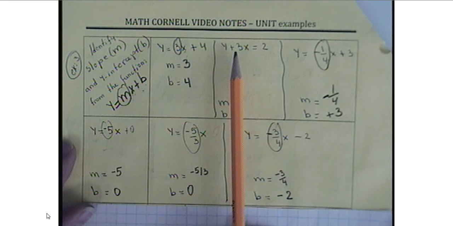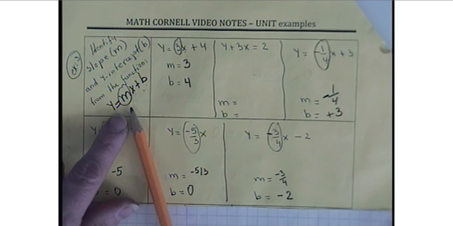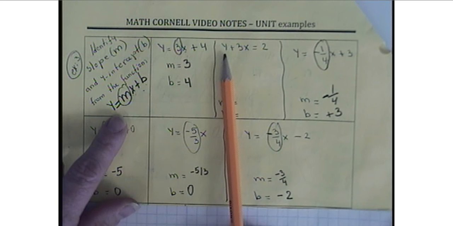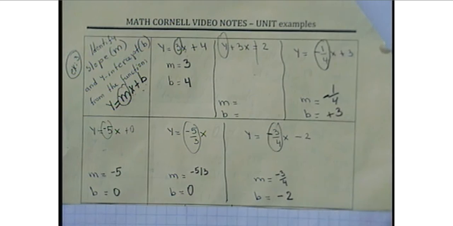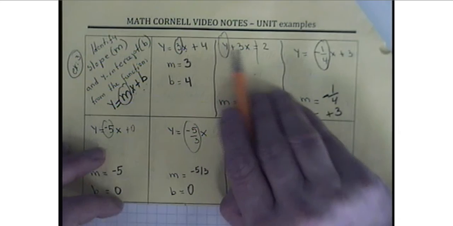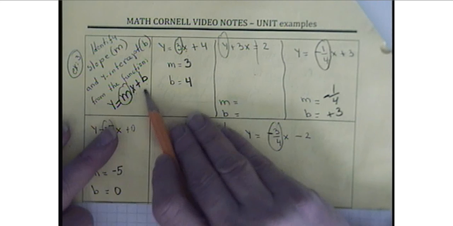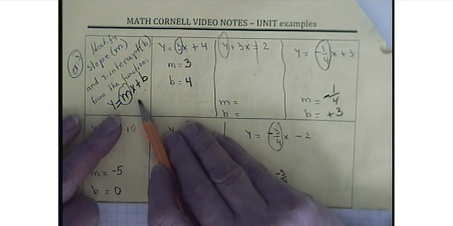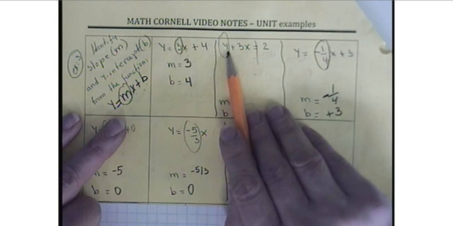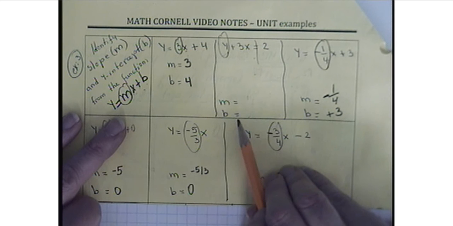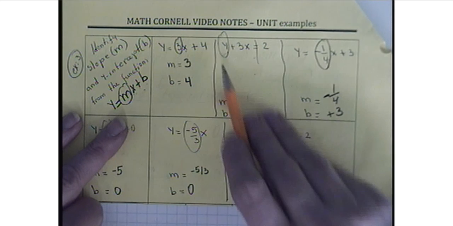Remember, this equation does not match this one because y is not by itself written down as the equation. We have y plus 3x, which is not the same exact form that we need. So first we're going to solve the equation for y, and then we will tell what m and b are equal. So how do we solve for y?